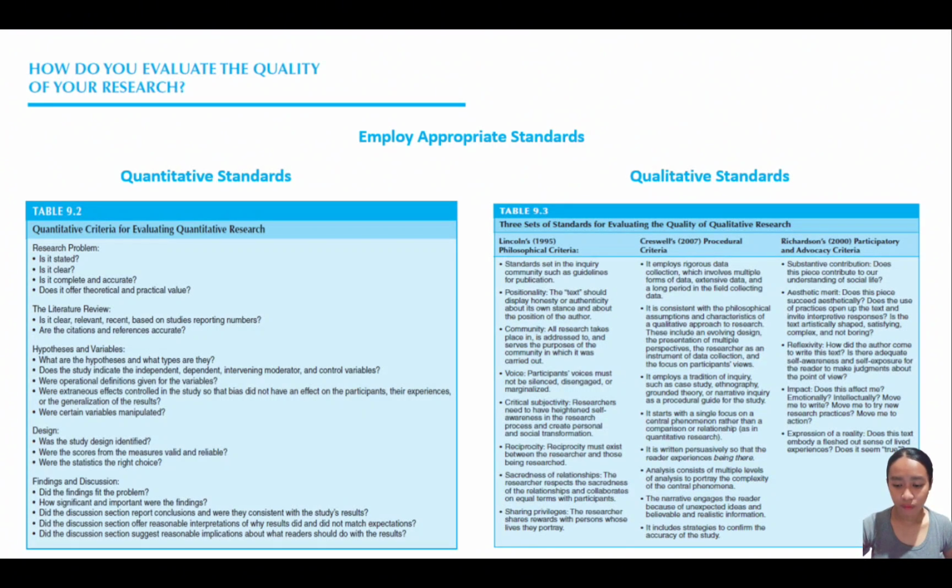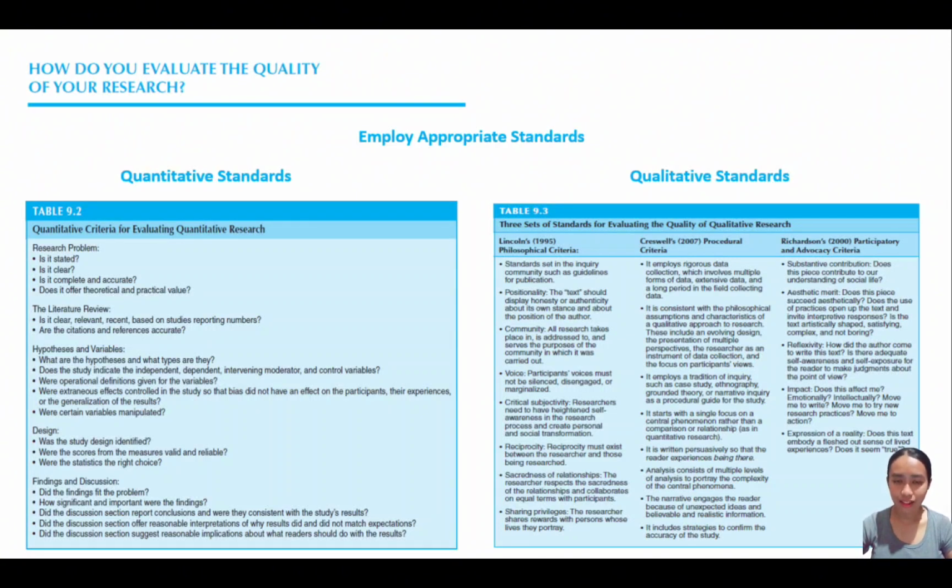Next is the design, starting with the hypotheses and variables. So, what are the hypotheses of the study? And are they clearly defined? Does the study specify the types of hypotheses? Are all variables, including independent, dependent, intervening, moderator, and control variables, clearly identified? Were operational definitions provided for these variables, and were extraneous effects controlled to ensure the validity of the results?